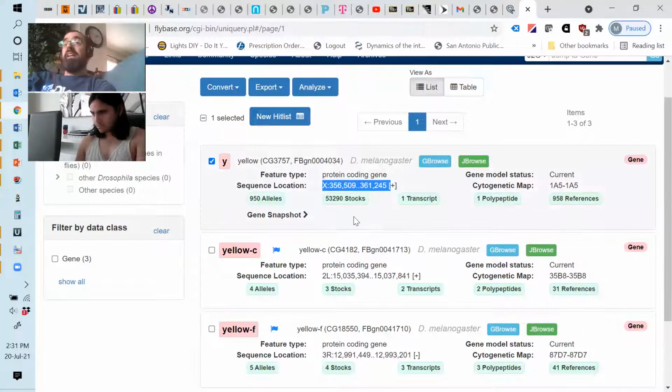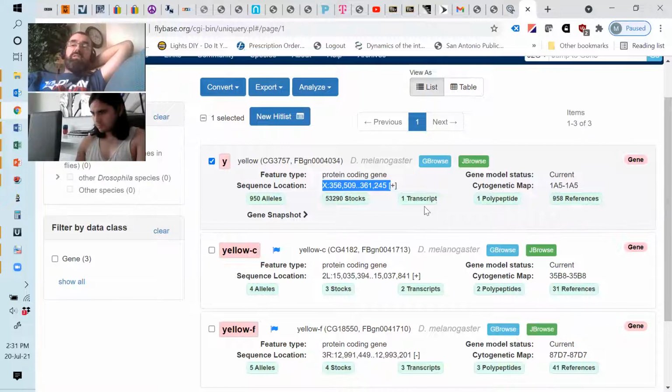Also, if you wanted to get some yellow flies for your very self, there are 53,290 different stocks, right? So that means this gene or some allele of it is found, perhaps on its own or with other combinations of alleles of other genes, in over 53,000 different strains of flies, which is astonishing.